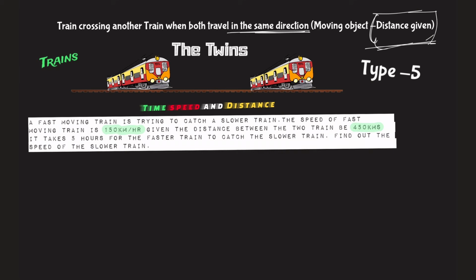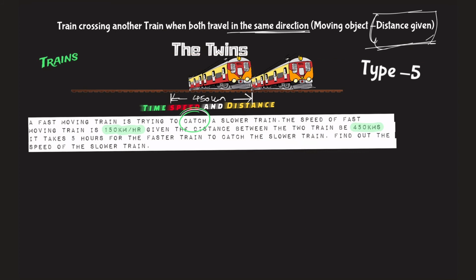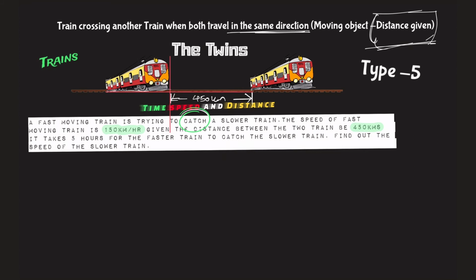Now what is being said? A fast moving train is trying to catch, very important, a slower train. The speed of the fast train is 150 km per hour, okay, and the distance between the two trains is 450 kilometers. As I told you, the distance between them will be given to me, which is nothing but 450 kilometers. It takes 5 hours for the faster train to catch the slower train. So I start my stopwatch. It takes 5 hours for this train to come here and stop. So in 5 hours, it travels 450 and it just catches this train. So that is what is given to me.